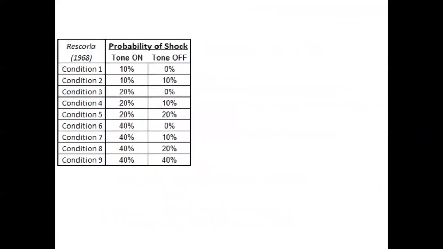And the independent variable in this experiment was whether or not there was a contingency in place between the tone and the shock. In other words, was the shock more likely to occur in the presence of the tone than it was in the absence of the tone? And Rescorla manipulated that variable very systematically across 9 conditions by using these combinations of probabilities that you're seeing here in this table.